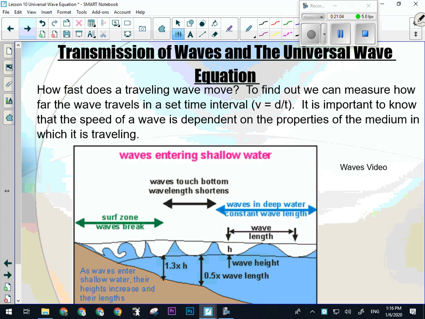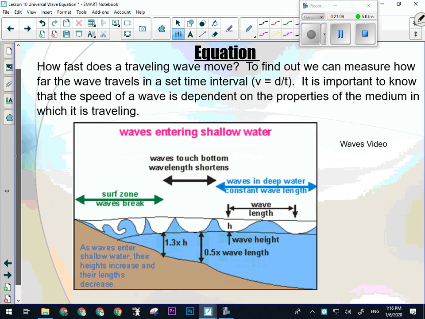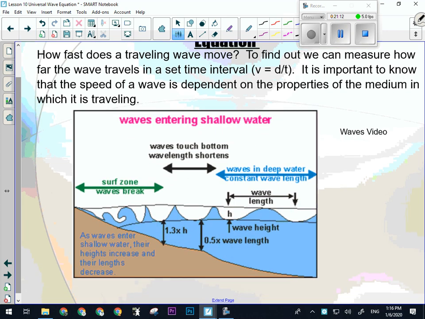Sometimes it's easier to use the properties of the wave instead, which is where the universal wave equation comes in. It is important to know that the speed of a wave is dependent on the properties of the medium in which it is traveling. So the medium and the medium's properties. In fact, if we're talking about sound waves, even the temperature of the air can affect the speed of sound. Speed of sound in air at 0 degrees Celsius is 332 meters per second. But at room temperature, it's 343. So even the temperature of the air can affect the speed of a sound wave.